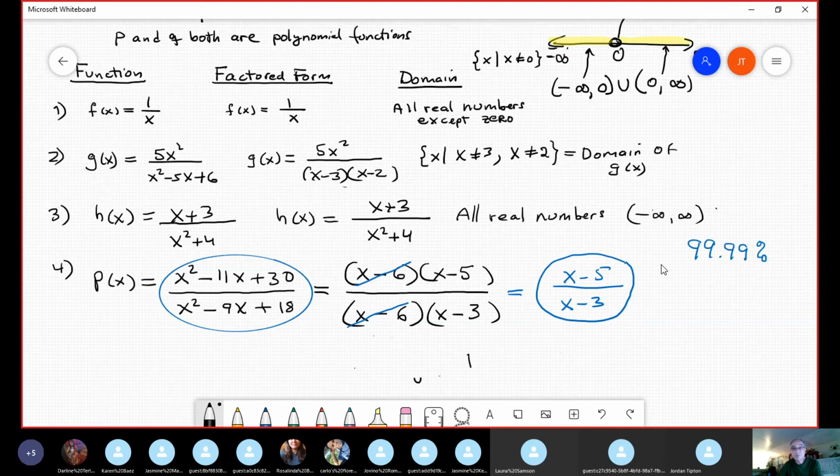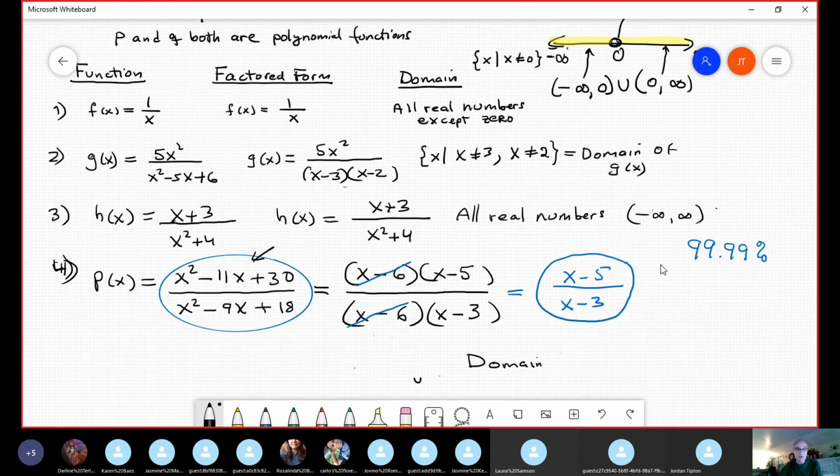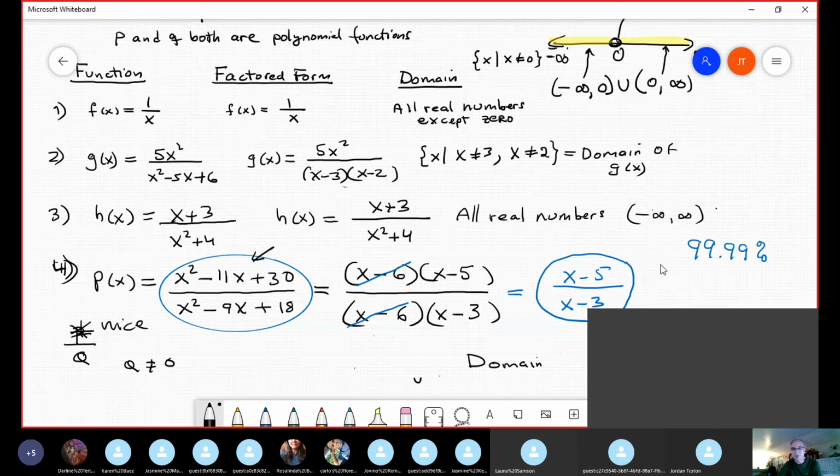What is the domain of this original function that the professor gave me in the example 4? It's all real numbers, and who is the bad guy? Who is the bad guy? 5 and 3? No. Remember, when you have division, P divided by Q, the restriction: I don't care about P. I don't touch P. P is nice. The bad guy is Q. Q is not 0. I never touch the top part.